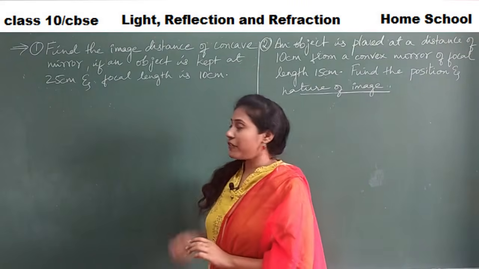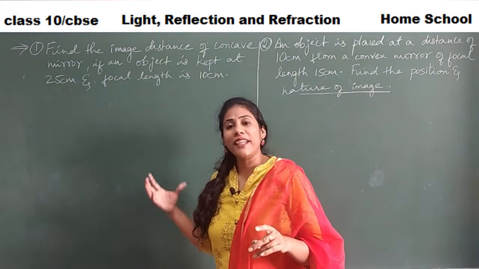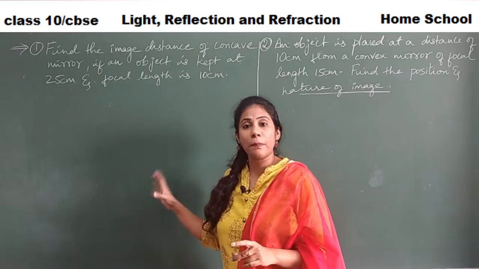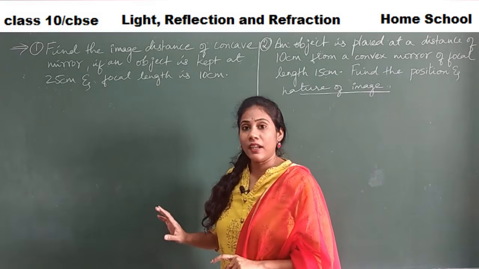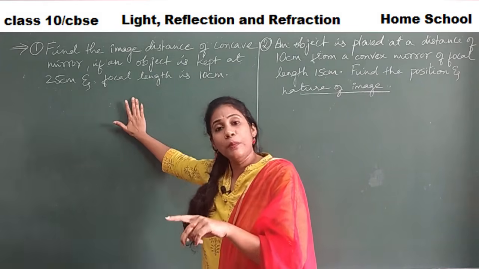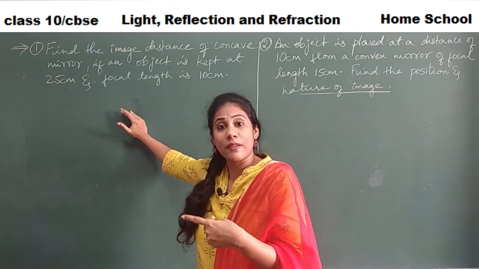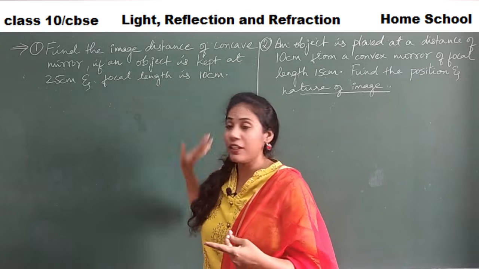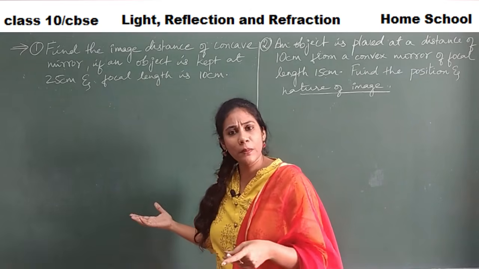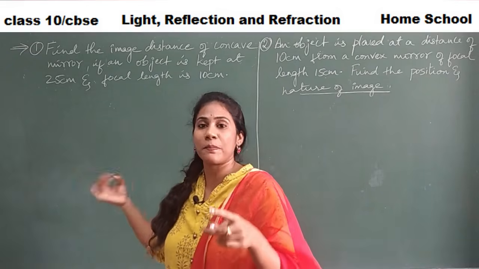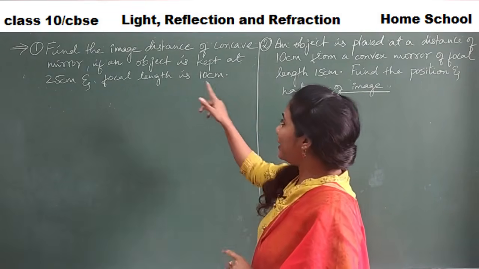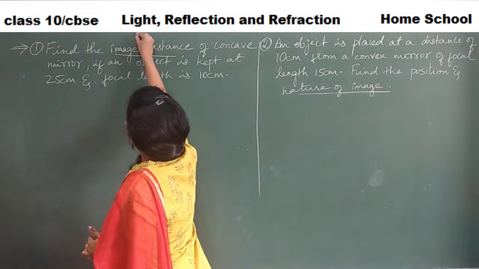Coming to the first question. When you solve any numerical on a spherical mirror, first, reading the question properly is important, and later find out what the given information is. The third point is to give proper signs for the given information. After giving proper signs, use the mirror formula and find out what has been asked. Okay, fine. Find the image distance. So what do you have to find?